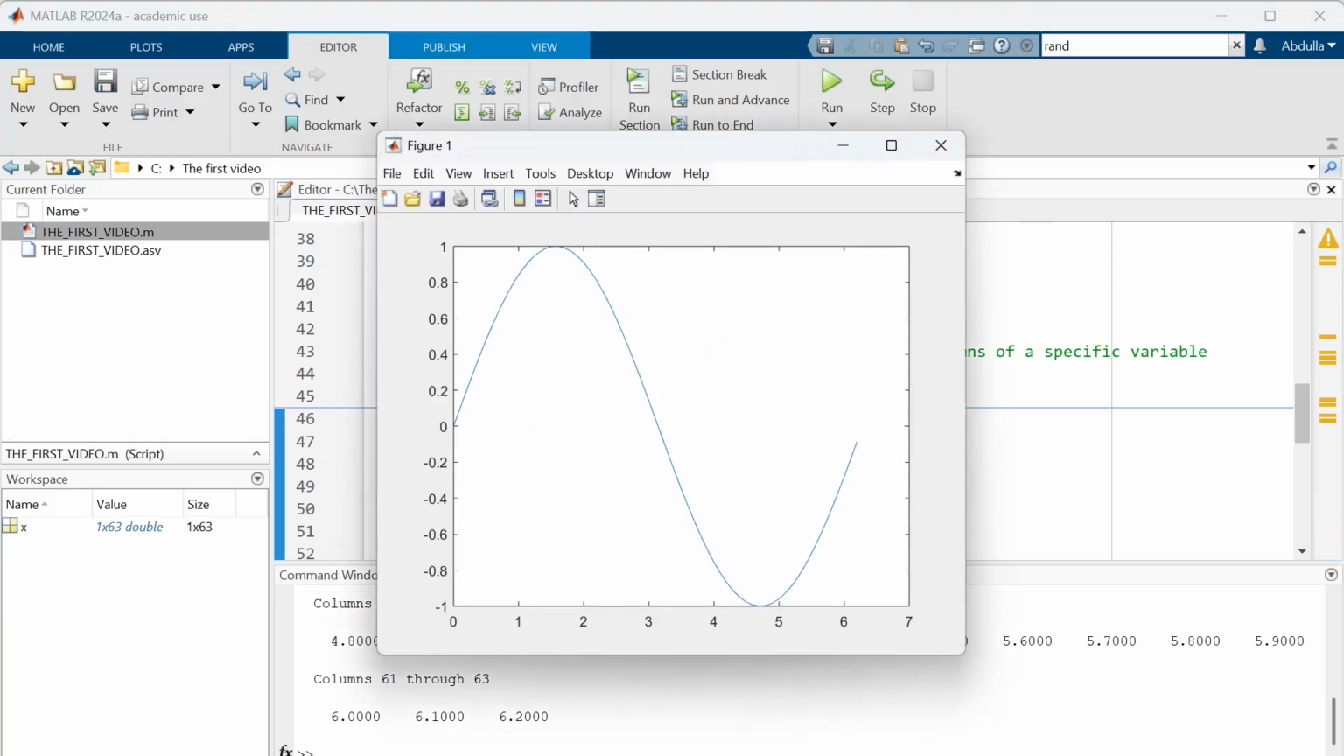Here we go. So the plot starts with 0, as we said. 0 was the starting position, and then it increases by 0.1, 0.1, 0.1 until it reaches 6.2, which is 2 pi. And it gives me this figure, because plot creates a figure, so it gives me figure 1.